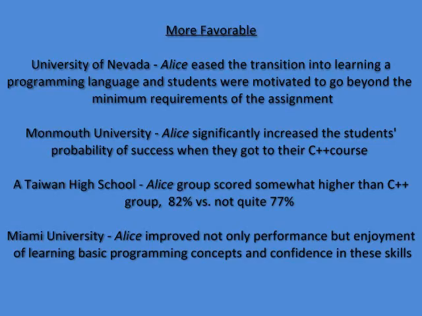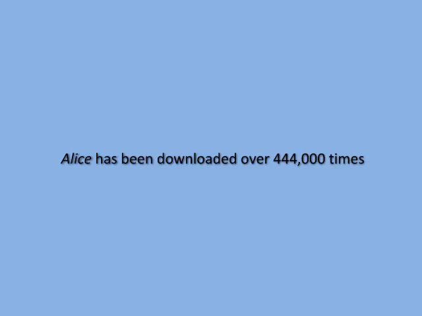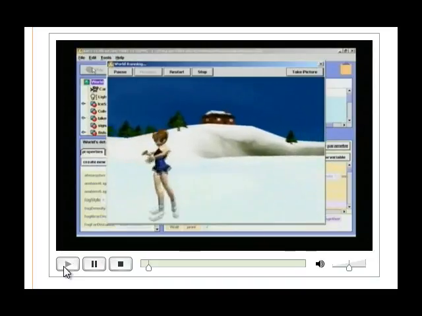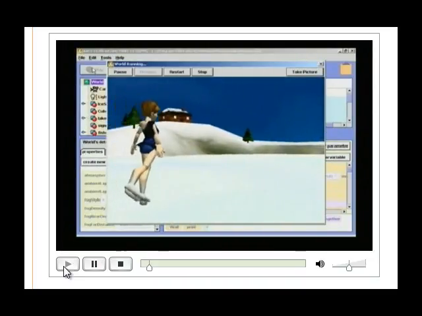Here's what other educational institutions found. As you can see, a little more than half of the studies I looked at had more positive things to say than negative about Alice. While there are problems that need to be worked out in Alice, between March 2006 and March 2007, the Alice software was downloaded over 444,000 times. That is expected to skyrocket when Alice 3.0 becomes widely available.